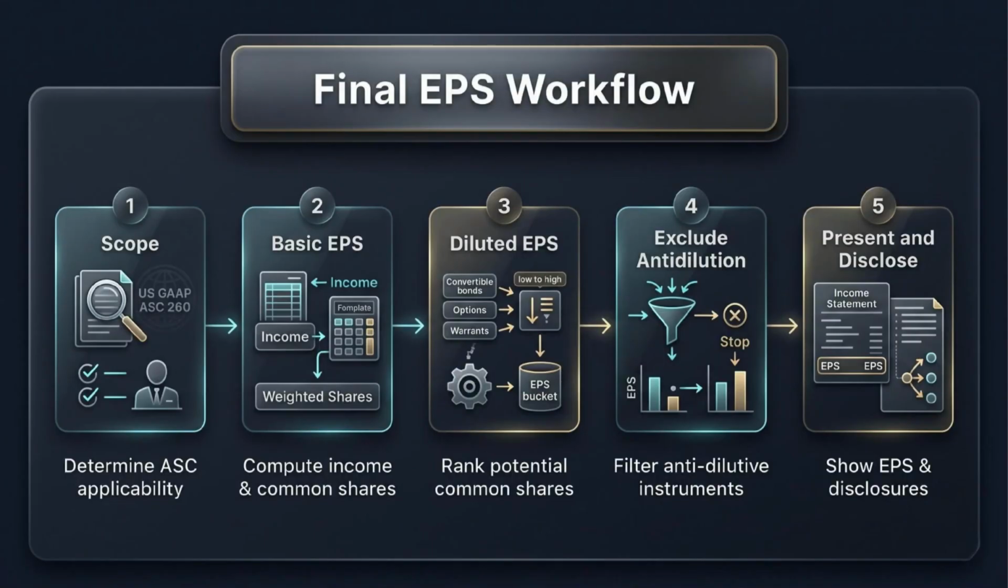First, confirm scope and whether EPS is required. Second, compute basic EPS by controlling the numerator, denominator, and any two-class allocation. Third, identify potential common shares and apply the correct diluted EPS method. Fourth, rank and exclude anti-dilutive instruments. Fifth, present and disclose the result properly. This sequence keeps the topic organized from first fact to final answer.